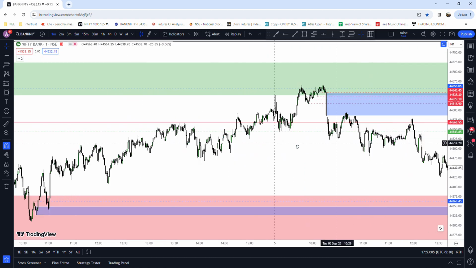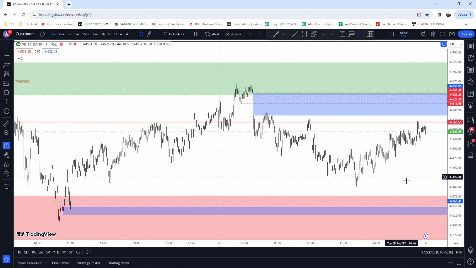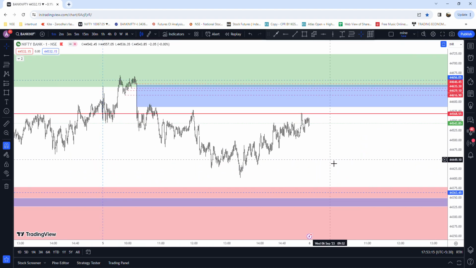See, from here, this is what level? This is, let's say, 580. It's come down to what, 400. You could trail your stop loss. You could have made at least 50 points, if not 100, if not more.